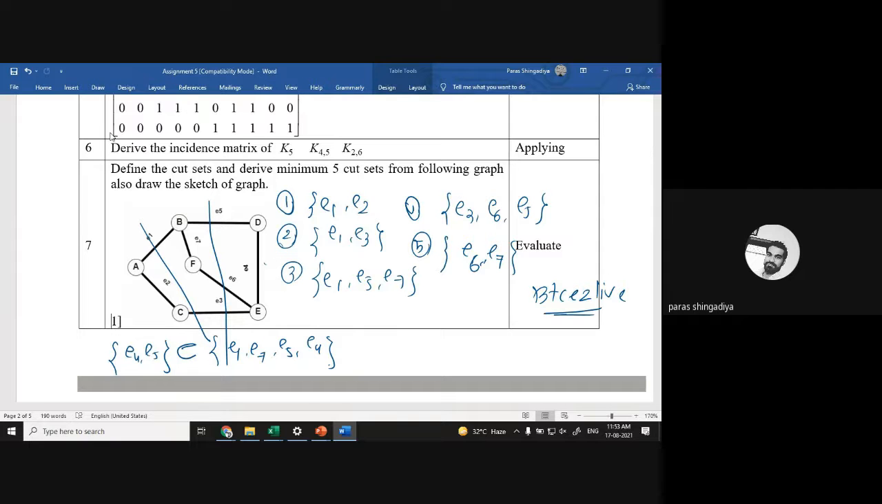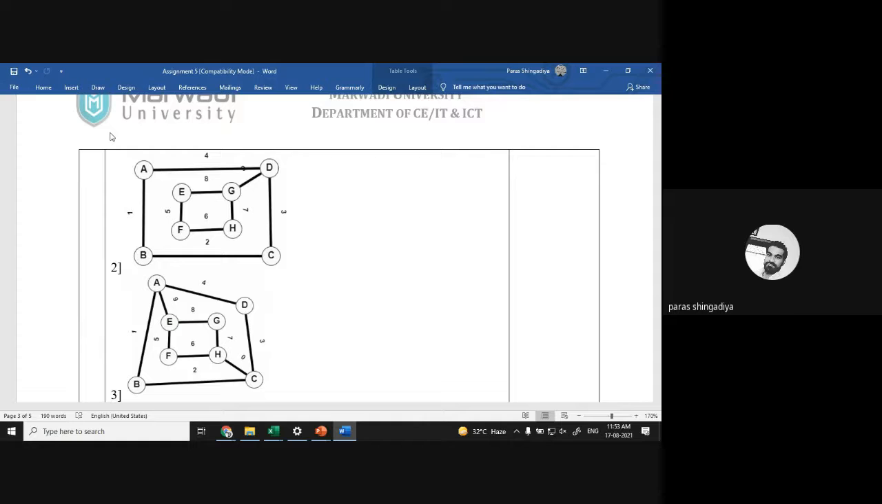Okay. Now let's consider the second graph. Find out minimum 5 cut sets. Now edge notations are given as 1 2 3 4 5 6 7. Okay, this is arbitrary notation. The graph is also arbitrary, and its notation is also arbitrary.